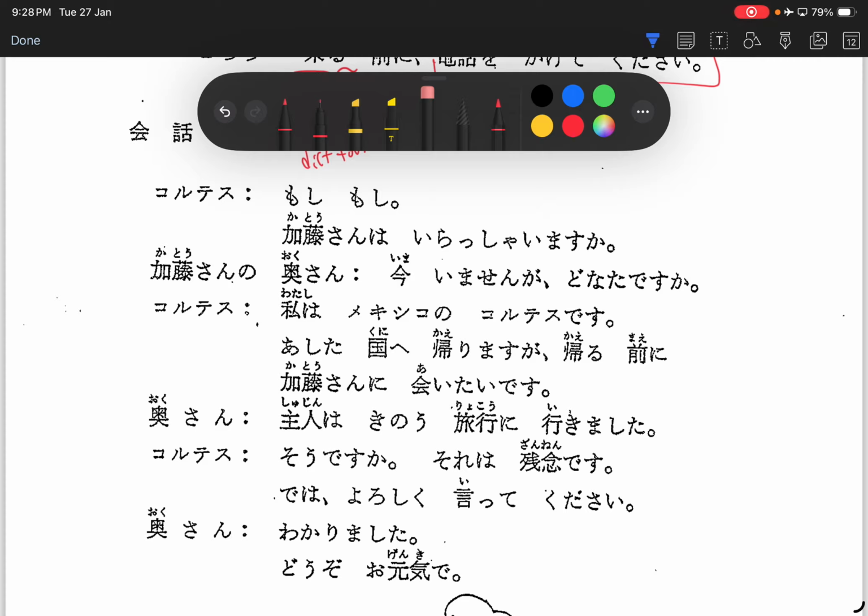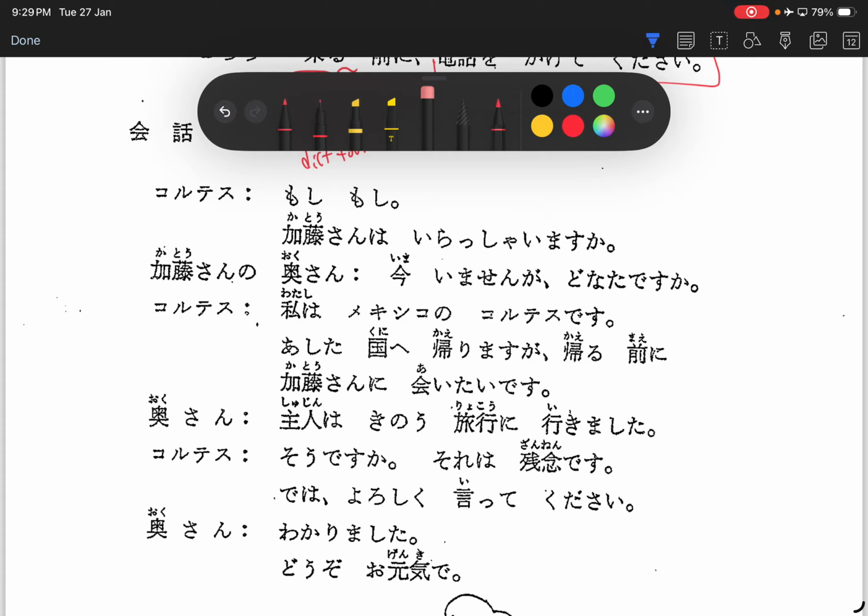Then the 奥さん replies, 主人は昨日旅行に行きました。So 主人は, this sentence is related to him. 昨日 yesterday, 旅行に行きました。So we learn this に行きました, right? This に行きました simply refers to going for the purpose of a holiday or traveling. He went.